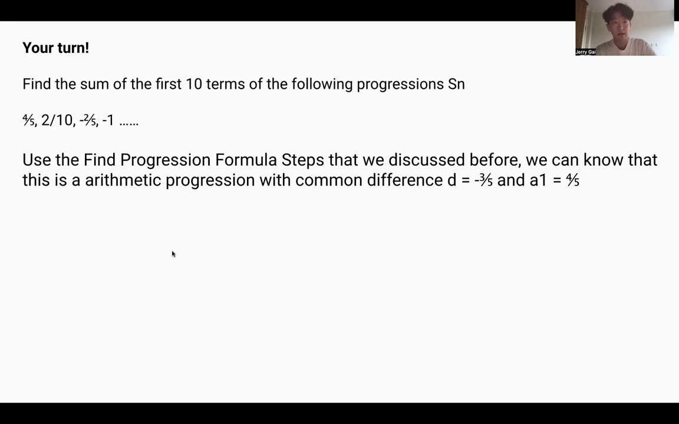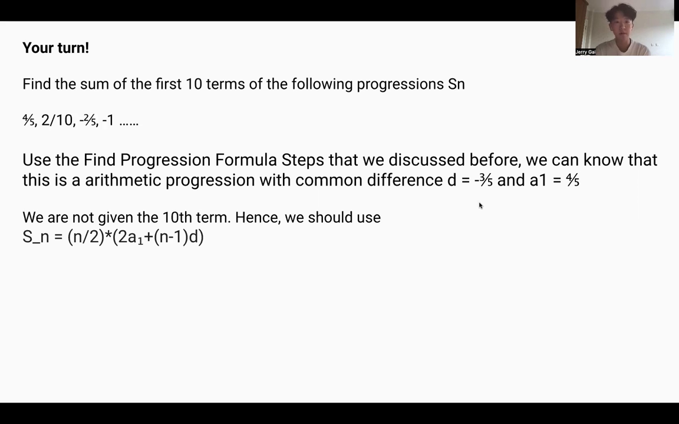This is similar to the exercise we did before, so I didn't include the details here. You just need to use the find progression formula steps in the previous slides to solve the question. Finally, you can see that this is an arithmetic progression with common difference of -3/4, and the first term is 4/5.